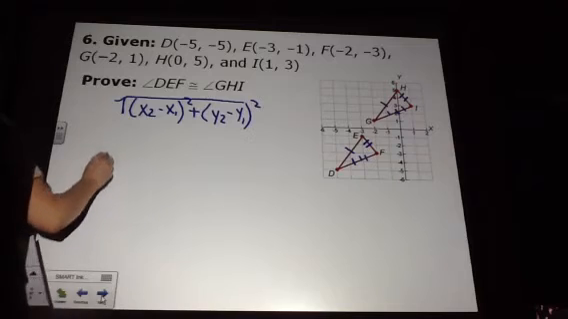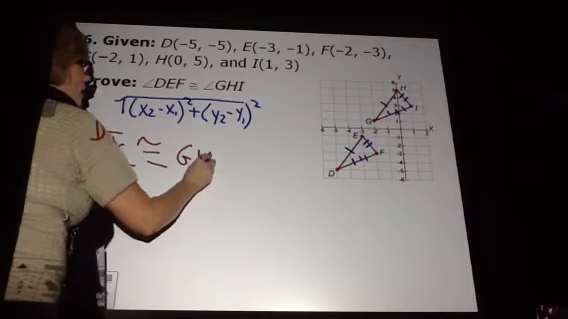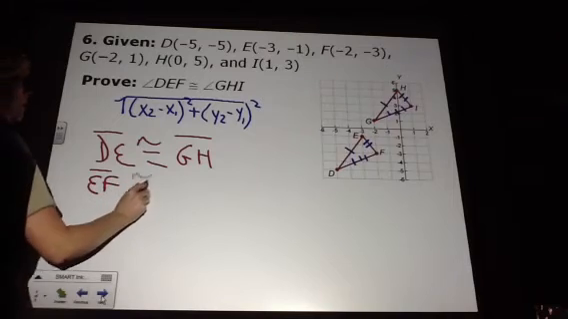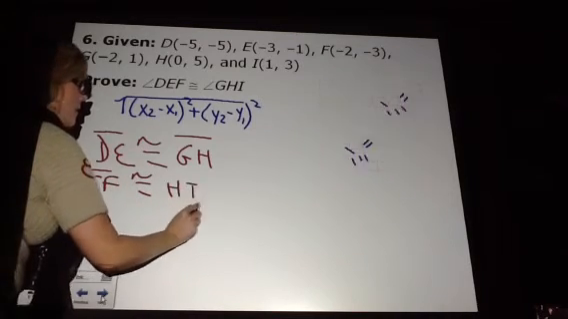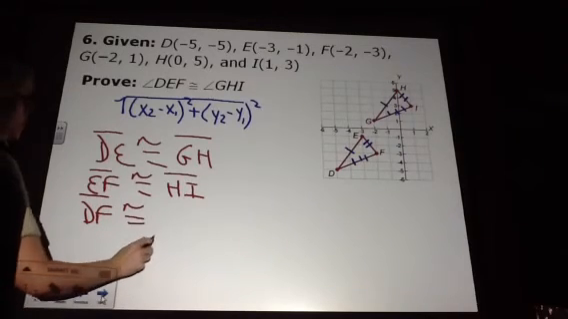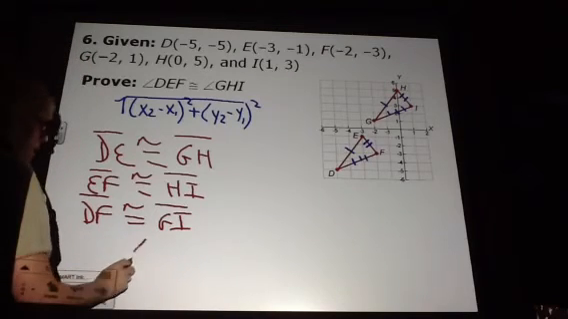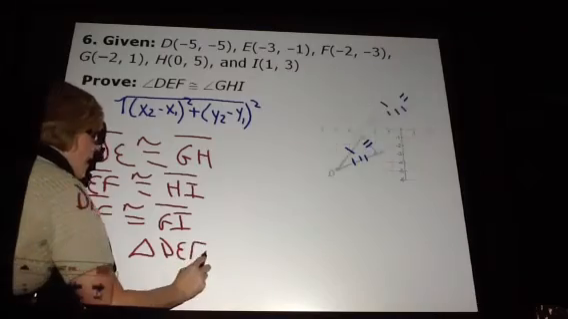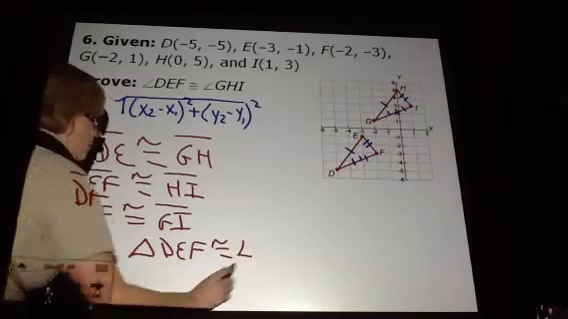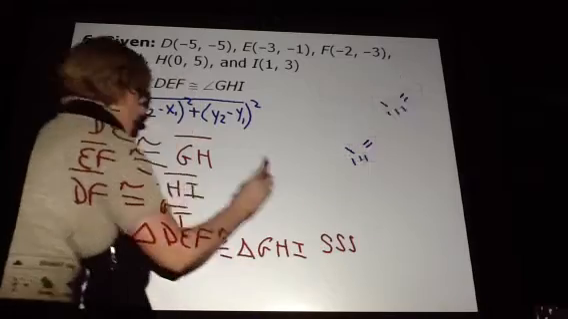Okay, so I have segment DE congruent to GH. I have segment EF congruent to HI. And I have DF congruent to GI. I just proved it by using distance formula. So I can say triangle DEF is congruent to triangle GHI because of side, side, side.